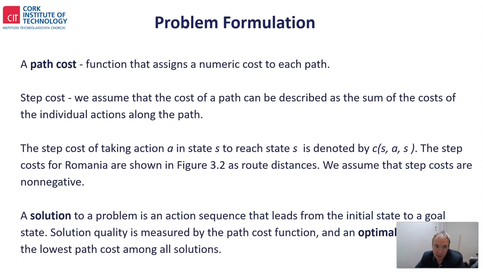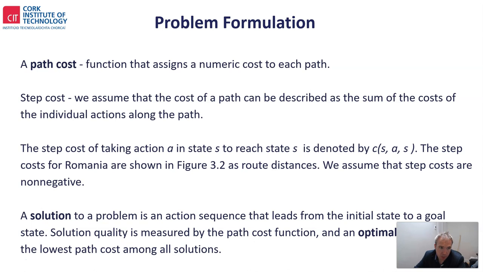So path cost, the function that assigns a numeric cost to each path. Our problem-solving agent can choose a cost function that reflects its own performance measure. And again, in our example, the agent is trying to get to Bucharest, so we can assume that time is an important consideration. So the cost of a path might be its length in kilometers between cities, and then we denote the time it takes us to travel that in the remaining time.